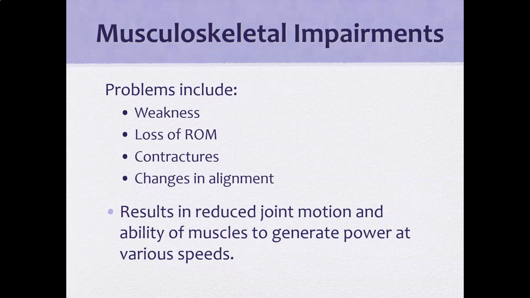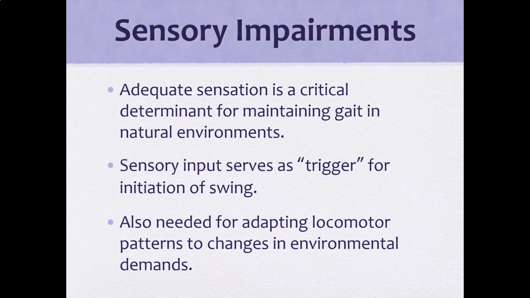So some of the musculoskeletal impairments include weakness and loss of range of motion. They can have contractures. They can have changes in alignment. Results in reduced joint motion and ability of muscles to generate power at various speeds.